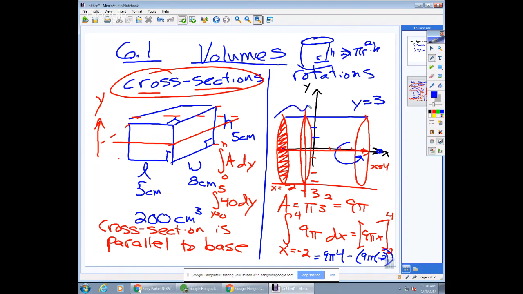Isn't the height of this thing 6? Sideways height? Radius is 3. So that's kind of the traditional volume of a cylinder. We came about it a different way.